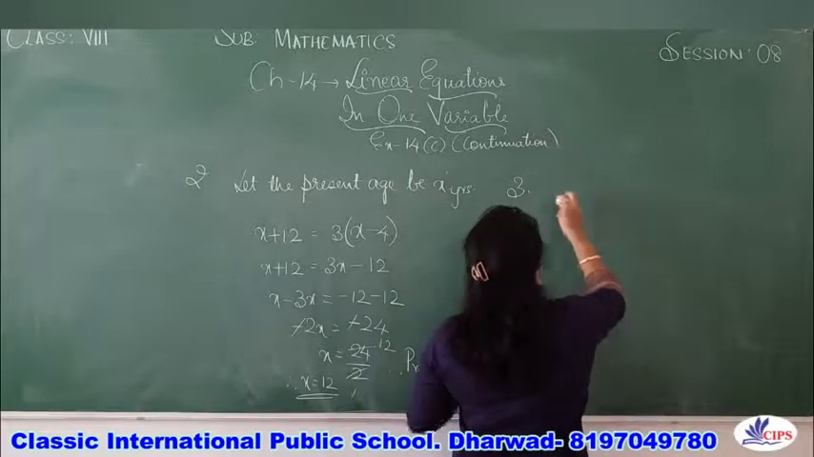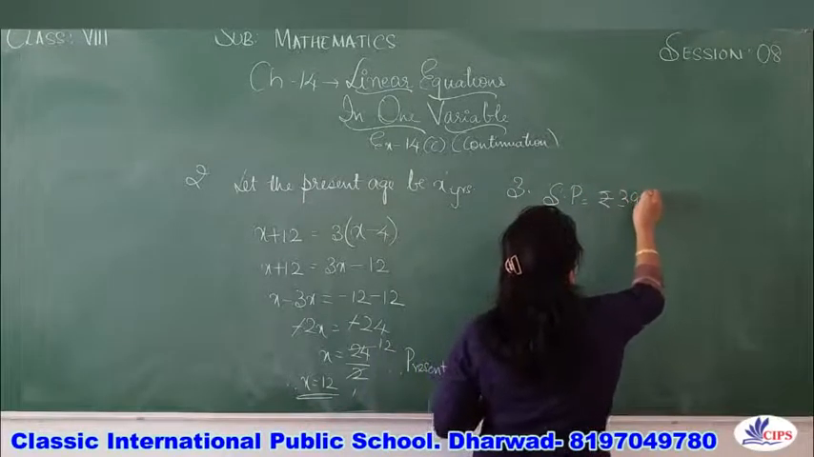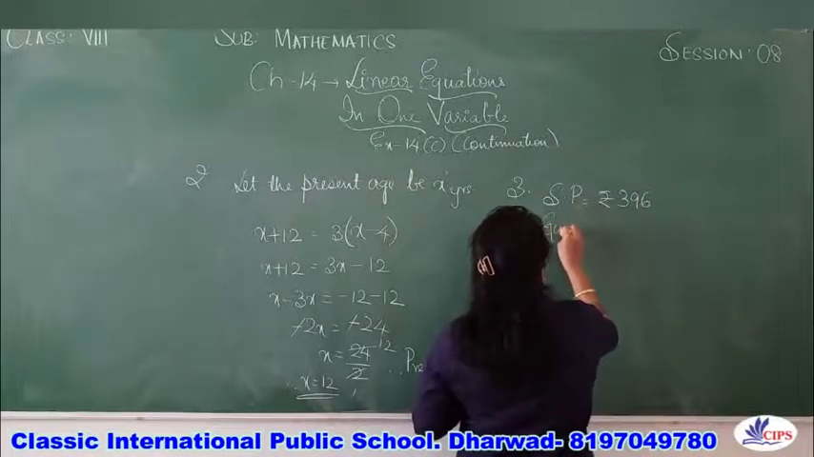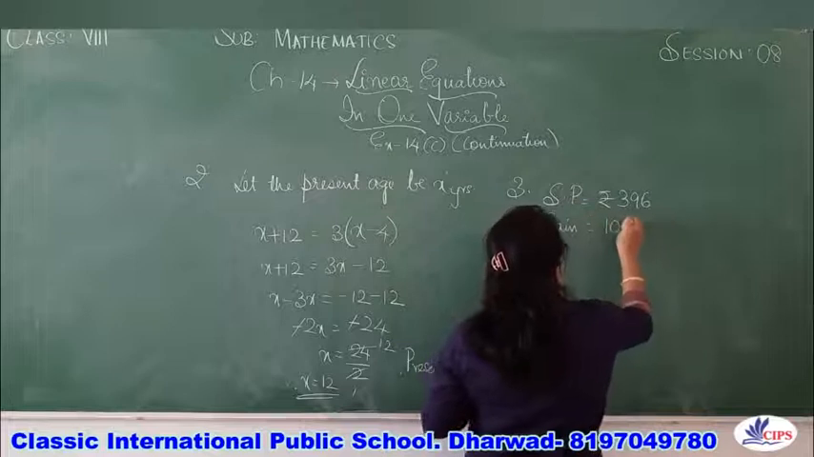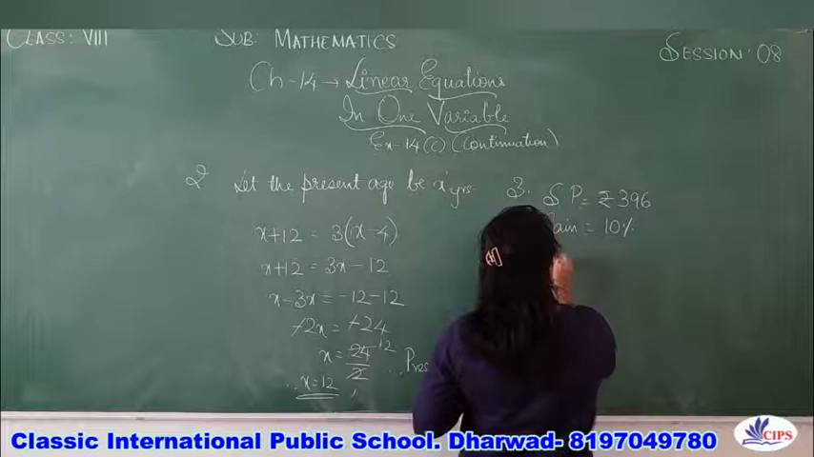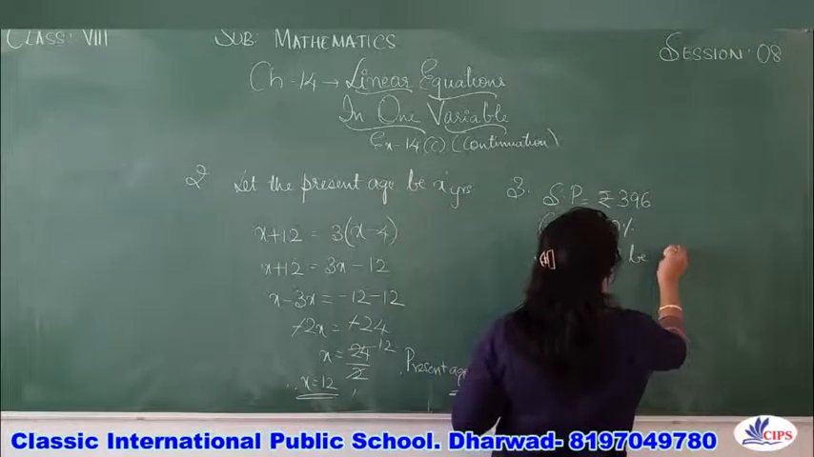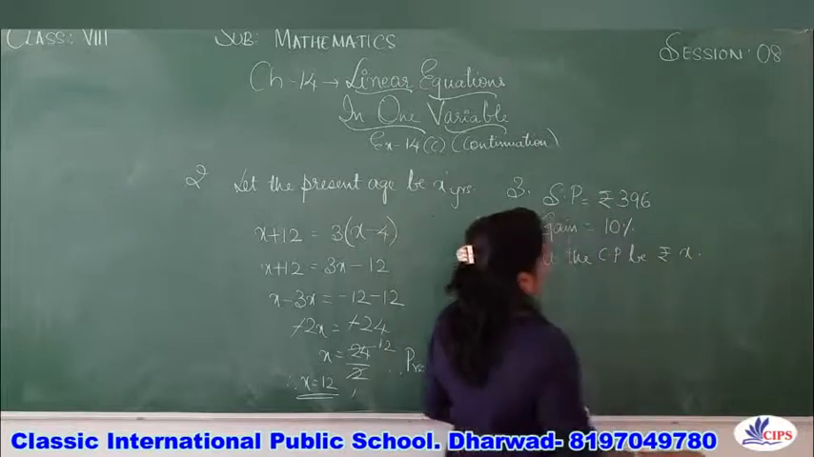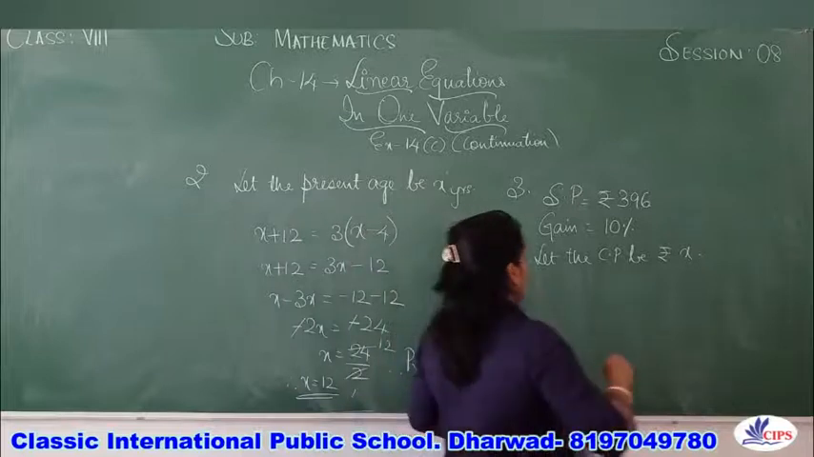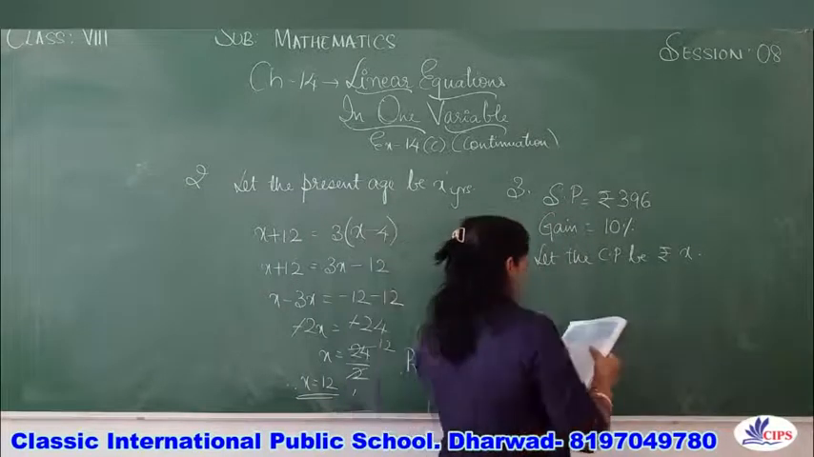So third sum, they have given you the selling price. Selling price is 396 and then we have gain. How much is the gain? 10%. And what is the cost price? Let the cost price be rupees x. So let us assume that cost price be x. Now we have to use a selling price formula to find the cost price.